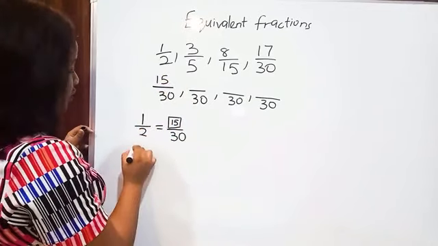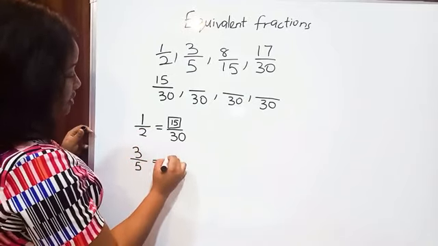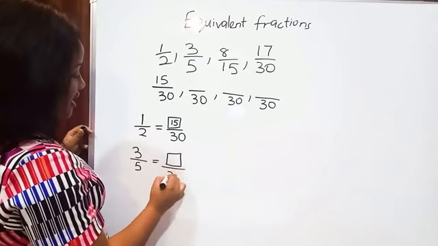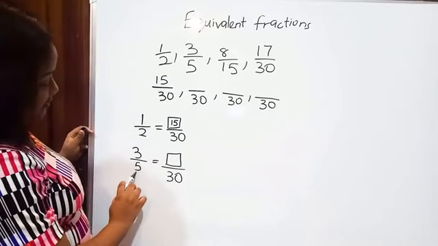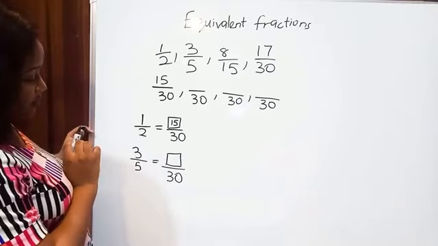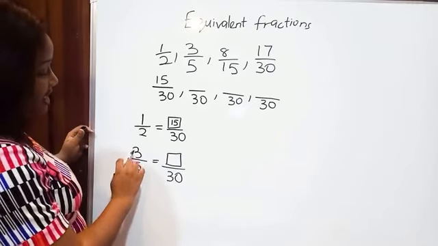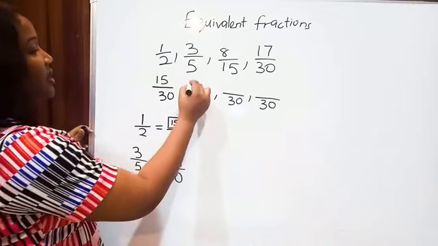So if we want to do 3 over 5 equals box over 30. Okay, we have 5 times 6 equals 30. So multiply this 3 by the same 6, and 3 times 6 will give us 18. Okay, we have 18 here.